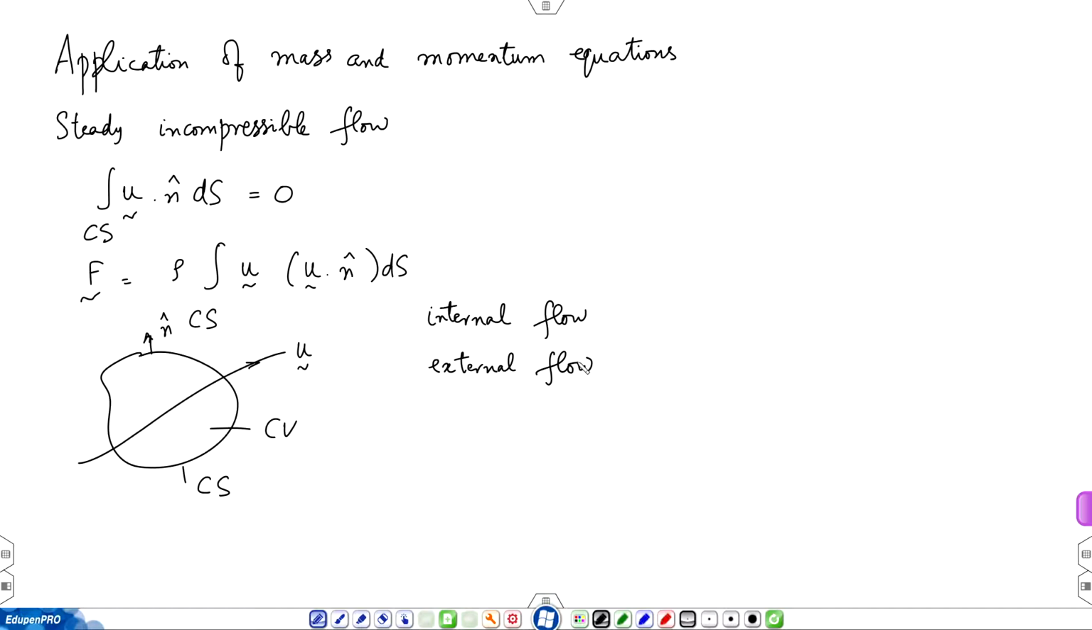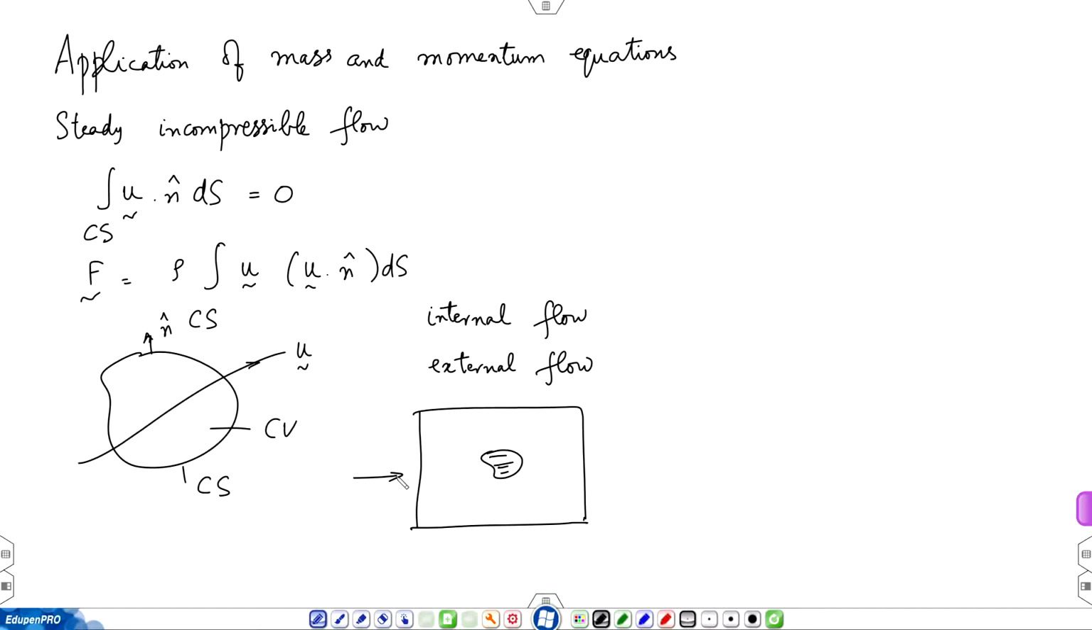So, in the external flow problem, interest was in finding the force acting on the object. The object is kept inside the flow field. So, this was the flow configuration. There was an object inside.